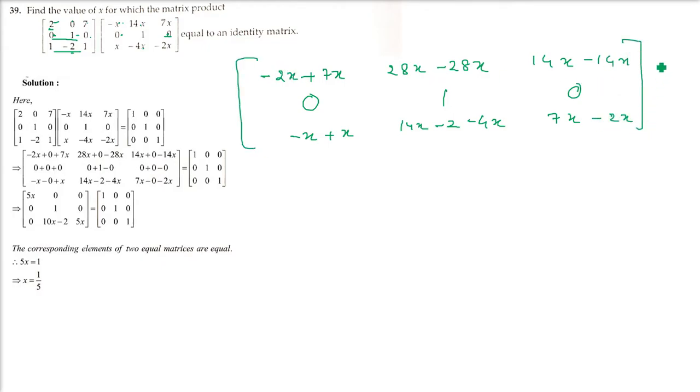So this is equal to the identity matrix. I'll just write the identity matrix. This space is less. So we'll compute the left hand side and just equate it with the right hand side. That is the identity matrix. Let me compute it here.